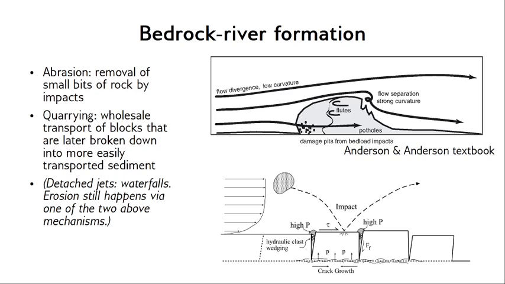So, bedrock river formation and evolution occurs via a couple of major mechanisms that I just mentioned, as well as a third one that I haven't. The first one is abrasion, and that's removal of small pieces of rock bit by bit by impacts from particles. This figure at top right shows that. If you imagine the path of a particle, it might start moving up like this, and it might impact and chip at this bed a little bit.